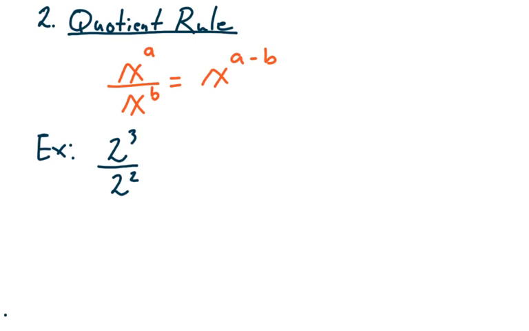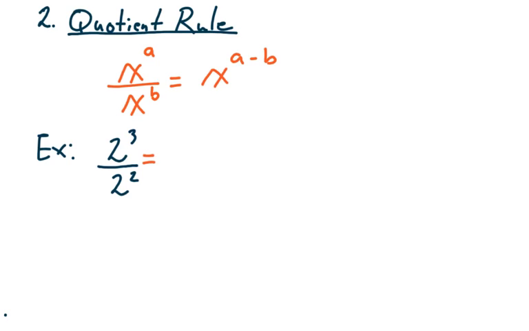The next rule I'd like to go over is the quotient rule. Okay. And the quotient rule is very similar to the product rule, except it deals with division here. If I have x to the a over x to the b, remember, same base, that's very important here. That's going to be equivalent to x raised to the a minus b. All right? So let's see why this rule makes intuitive sense.